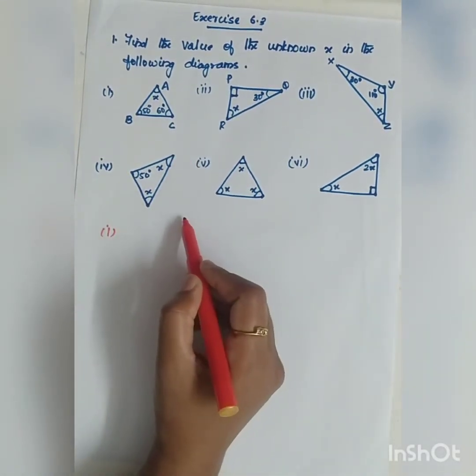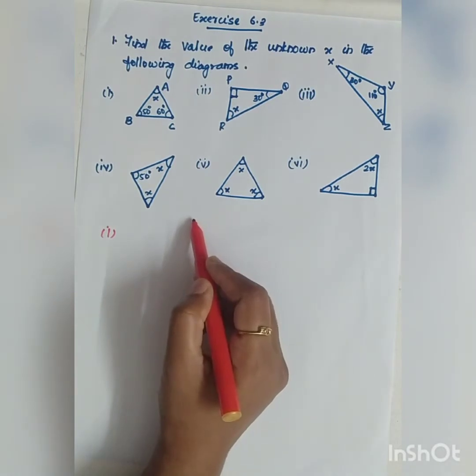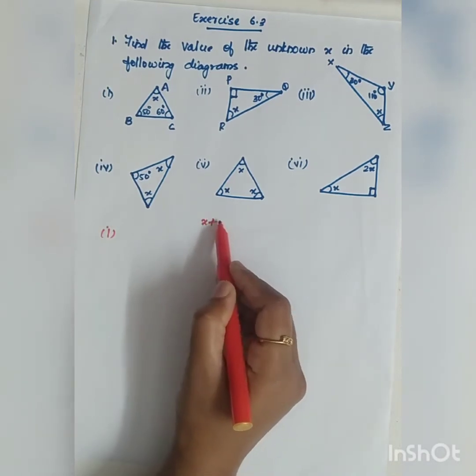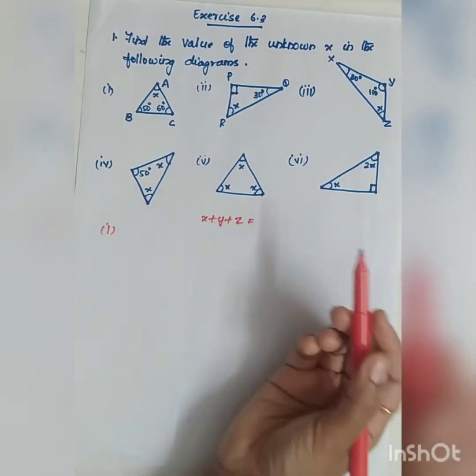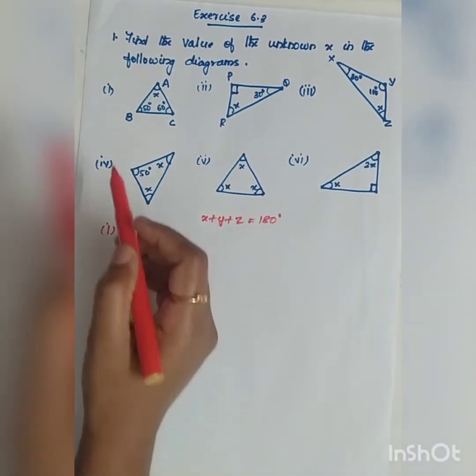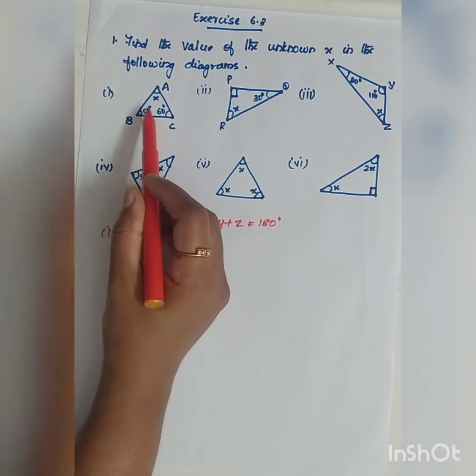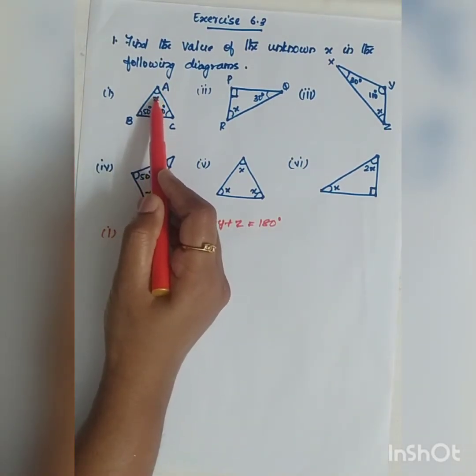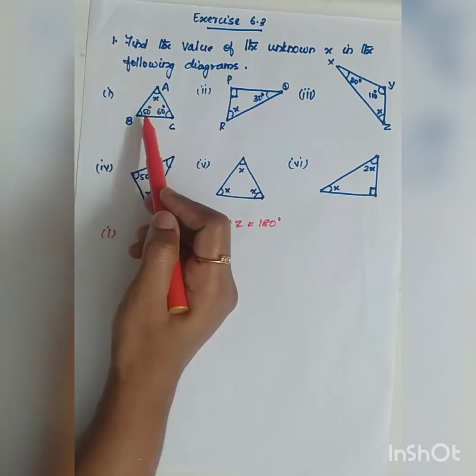So what is the angle sum property? The sum of the three interior angles is equal to 180 degrees. If I take the interior angles as x, y and z, the sum of the three interior angles is equal to 180 degrees. So in the first question, we have to find the interior angle A, and we have the remaining two angles.